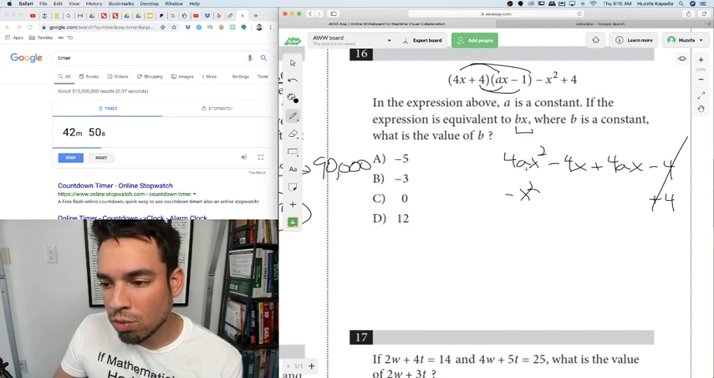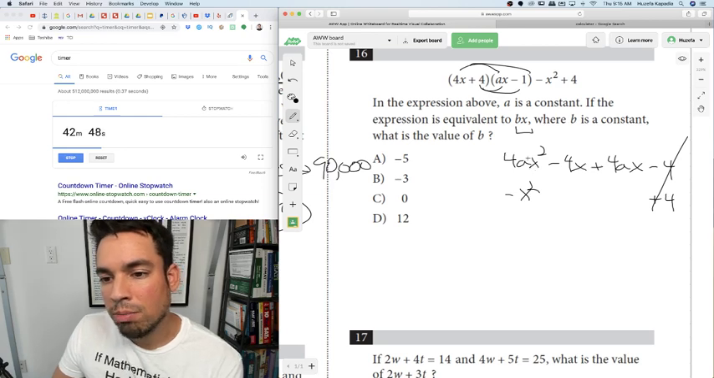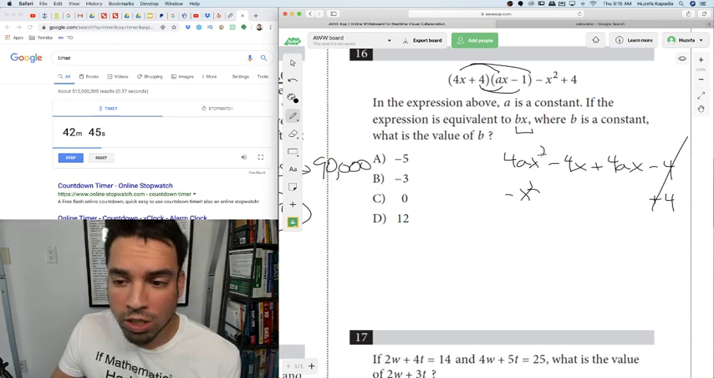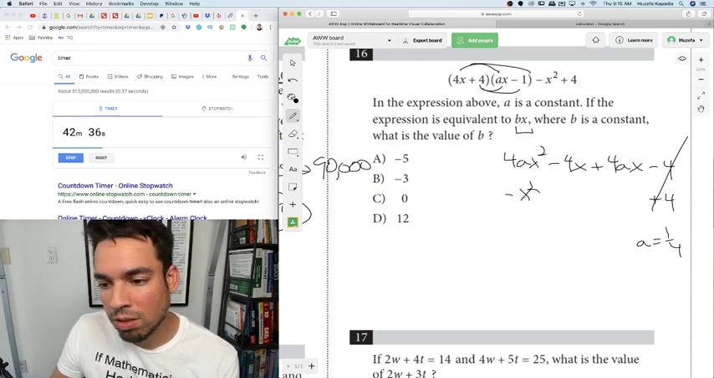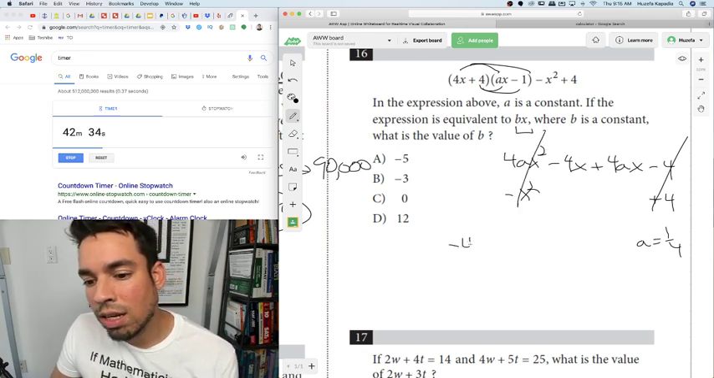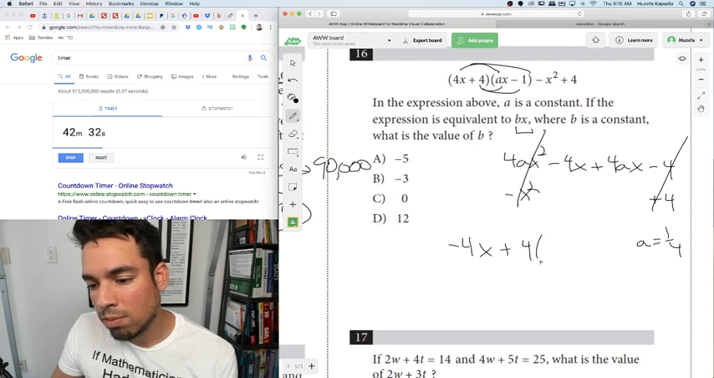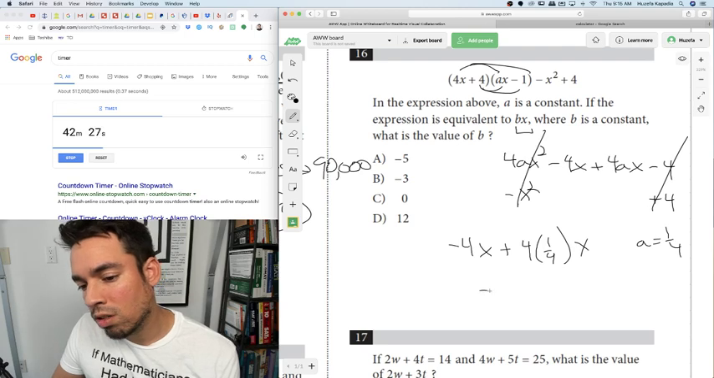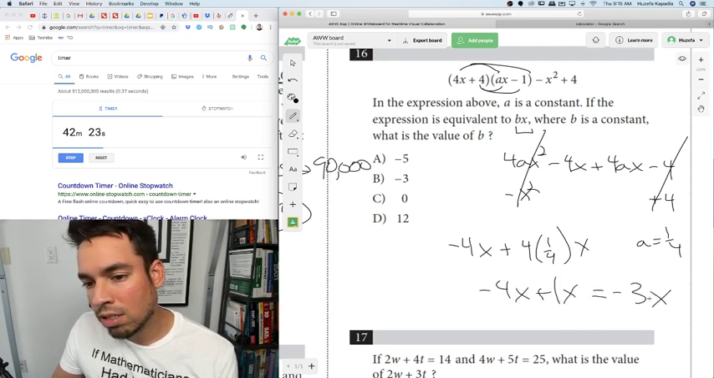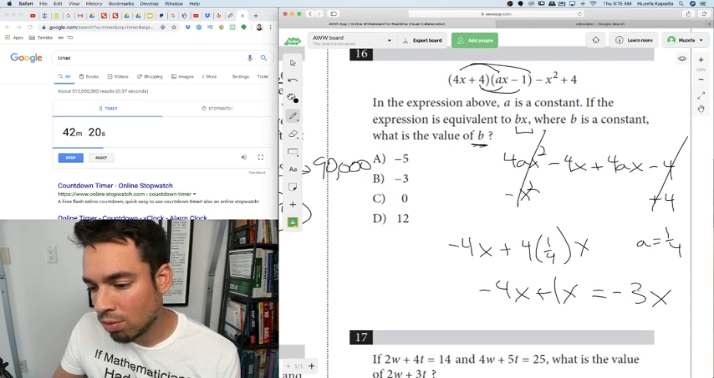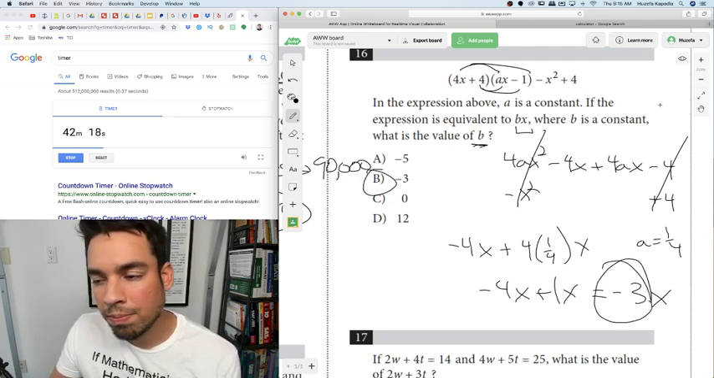So if there's no x squared, then my assumption is, because it's saying it equals Bx, there's no mention of x squared. So my assumption is these are going to cancel out too. The only way they will is if a is 1/4. So if a is 1/4, this becomes x squared, this becomes x squared, that cancels out. Now it's negative 4x plus 4 times 1/4 x. 4 times 1/4 is 1, so negative 4x plus 1x, which equals negative 3x. Therefore, b, which is the coefficient of x, should be negative 3.